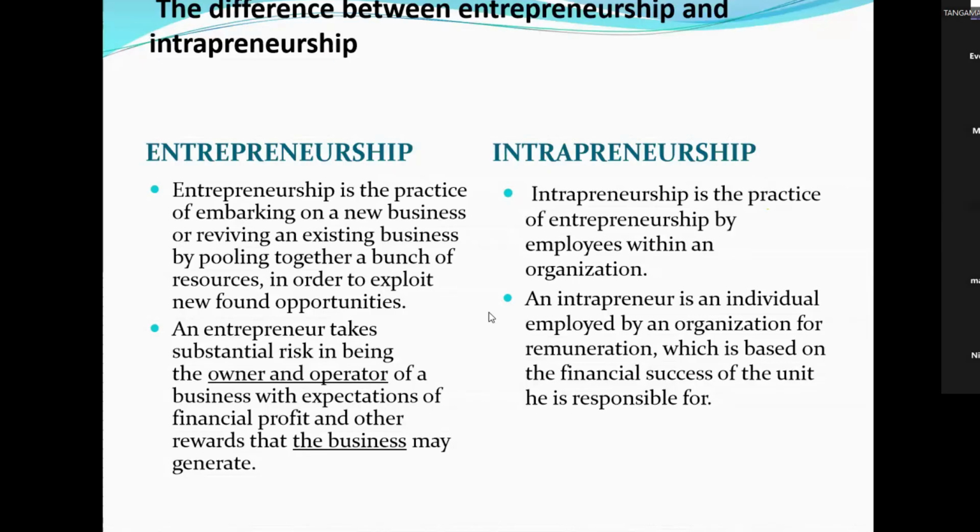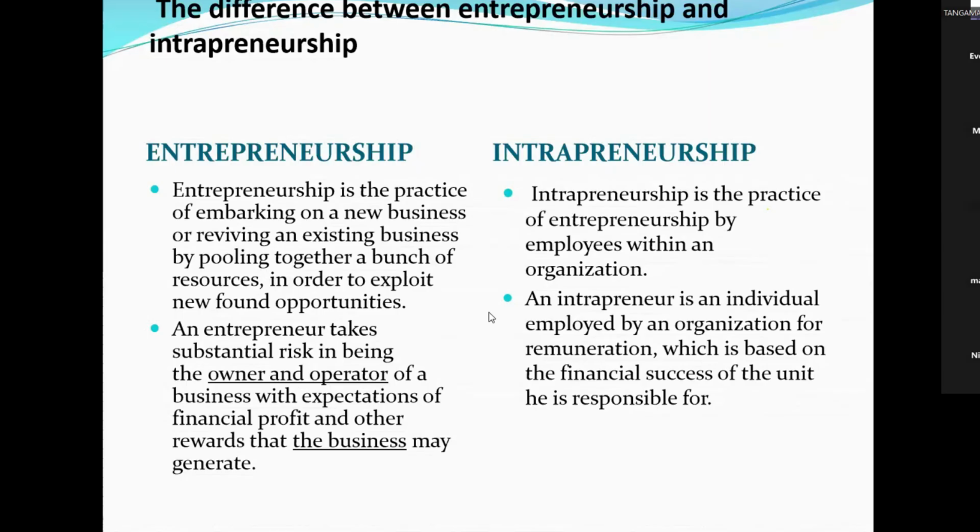An intrapreneur is an individual employed by an organization for remuneration, which is based on the financial success of the unit he is responsible for. Whereas the entrepreneur takes substantial risks in being the owner and operator of a business, with expectations of financial profit and other rewards that the business may generate.